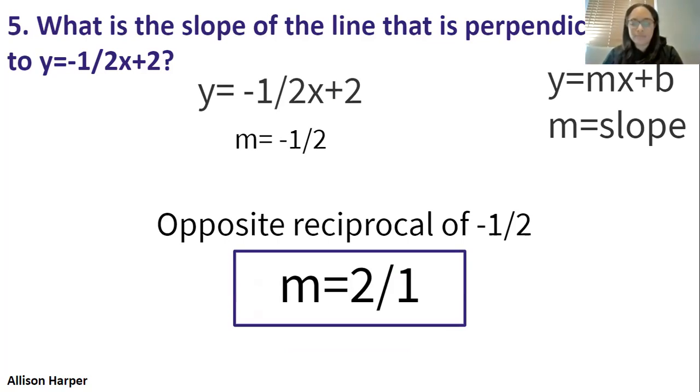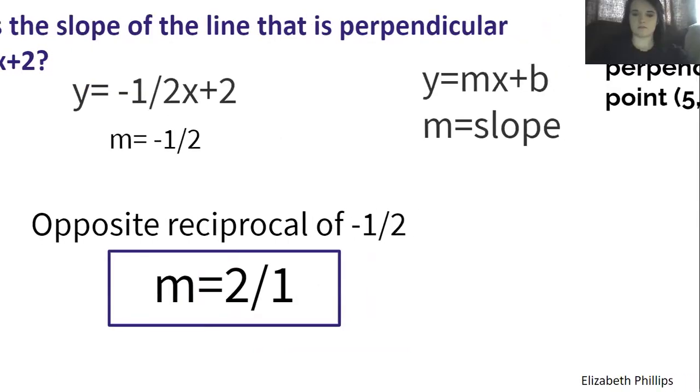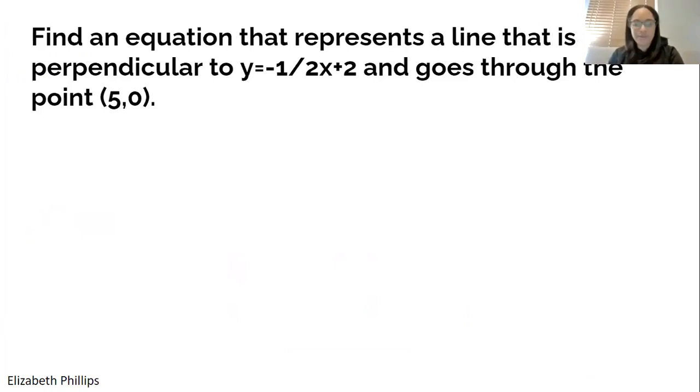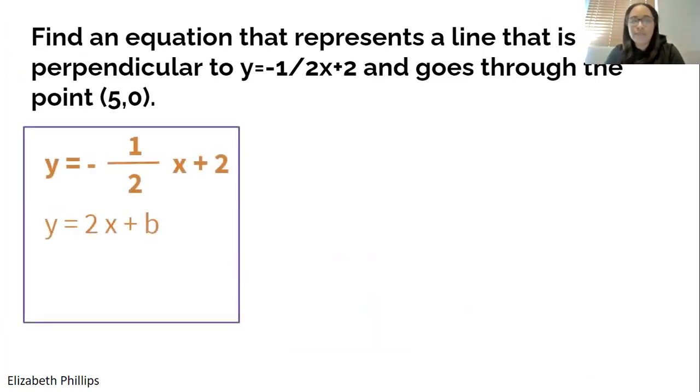You did a really good job on that one, Allison. Thank you. So Elizabeth, can you find the equation that represents a line that is perpendicular to y equals negative 1 over 2x plus 2 and goes through the point 5, 0?